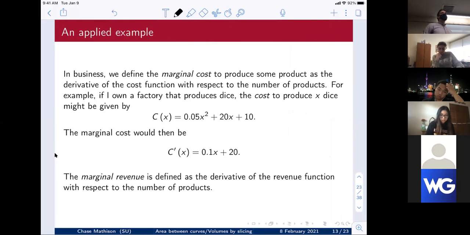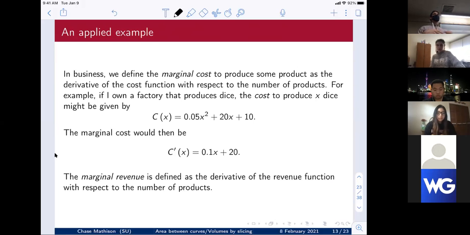The marginal revenue is defined the same way. If I'm making so many products and I know my revenue function, then the marginal revenue will tell me how much money I can expect to make if I make one more product. It'll tell me the difference of how much more I expect to make. Okay, so the marginal revenue is just the derivative of the revenue function.